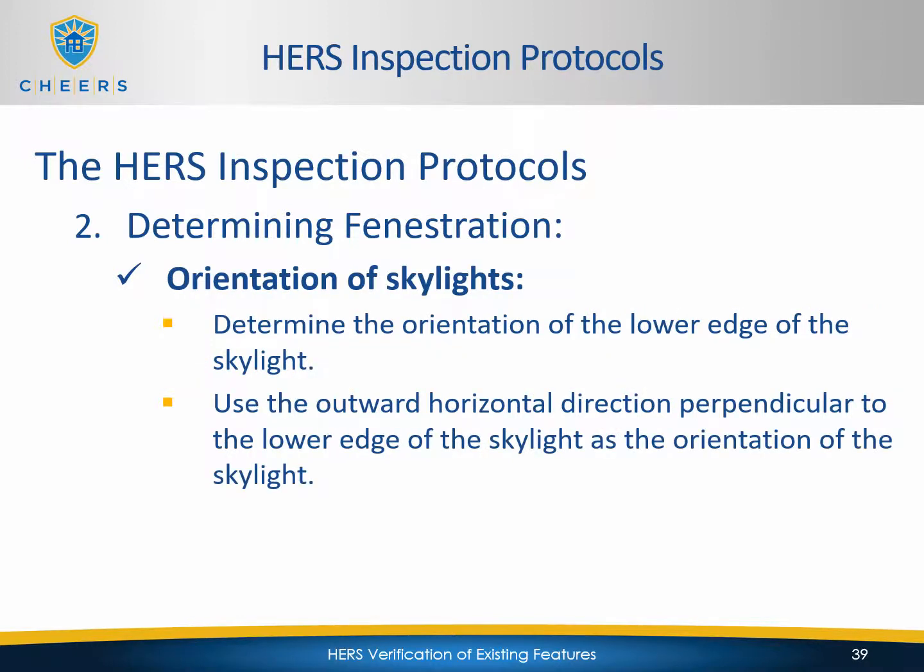Orientation of skylights, just like you did for the regular windows, you want to determine the orientation of the lower edge of the skylight. Use the outward horizontal direction perpendicular to the lower edge of the skylight as the orientation of the skylight.